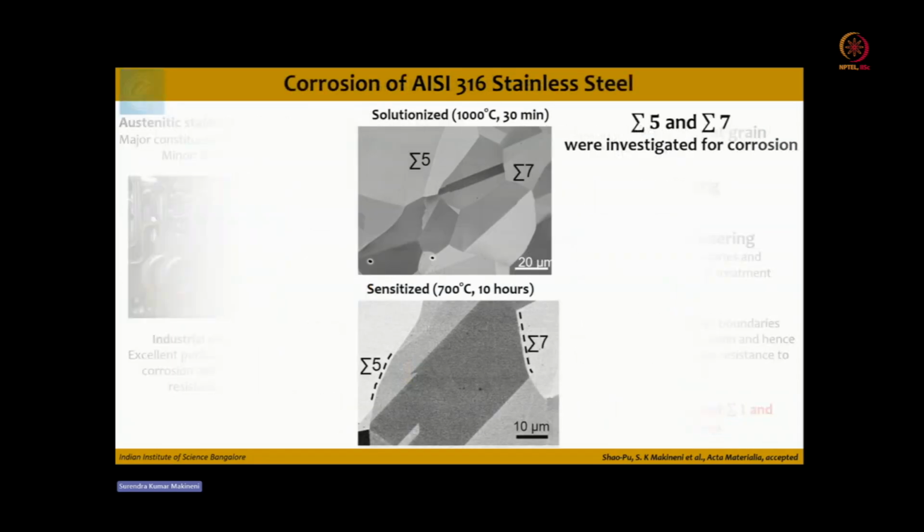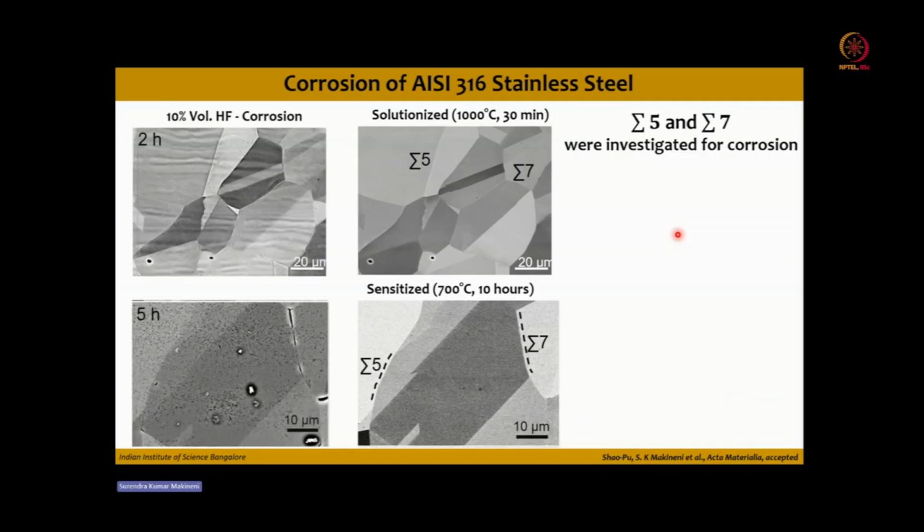alloys. Okay, so this is the typical microstructure backscattered image, where you can identify the sigma 5 and sigma 7 type of boundaries in a solutionized condition. And after sensitization, this is nothing but annealing at 700 degrees Celsius for 10 hours, you can see that sigma 5 and sigma 7 boundaries are present.